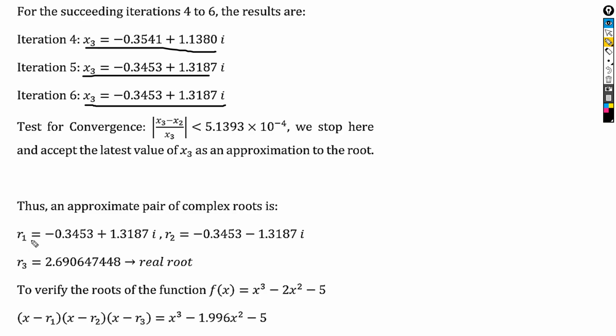So we have the conclusion here. Thus an approximate pair of complex roots is this R1, and then R2, which is the complex conjugate root of R1. And then we get the real root by MATLAB or calculator.